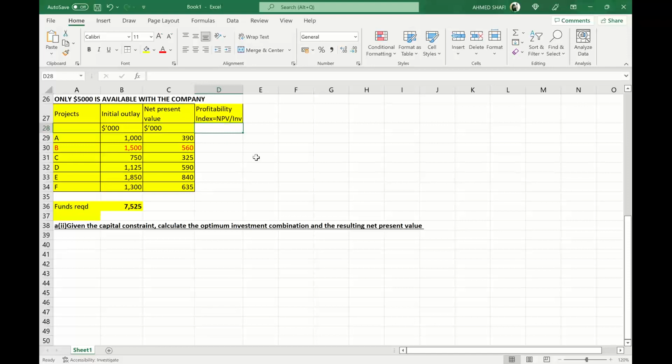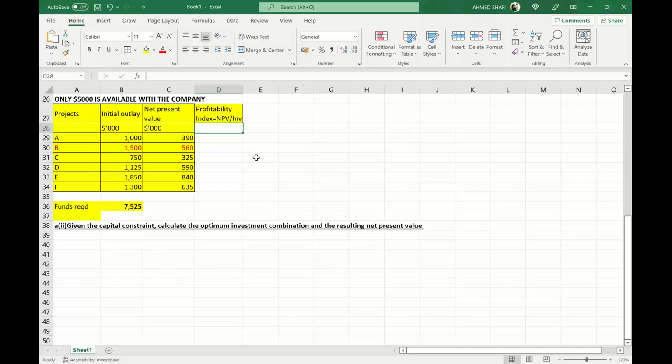This is what financial management studies say: when you are facing shortage of cash, see, I'm facing shortage of cash. I require 7,525 to fulfill all projects. I only have 5,000. This is shortage. I cannot take all projects.